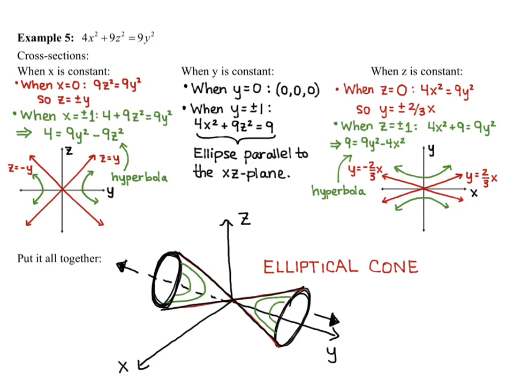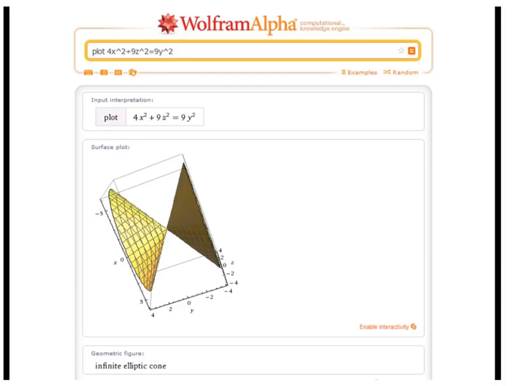Let's go ahead and graph this in Wolfram Alpha. Here's our equation, 4x squared plus 9z squared equals 9y squared. And notice that they kind of rotated around. So your x-axis is going up and your z and y-axes are along the floor of the graph you're looking at. So the y-axis is what the cone opens around. So that does it for our examples.